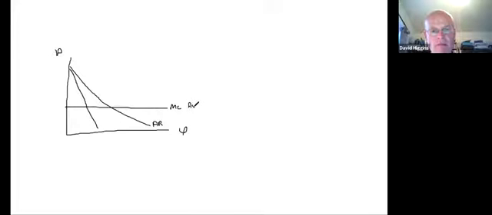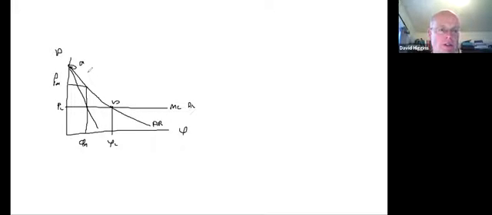Now, we've got this point here, this point here. Let's call this point A. Let's call this point B. This here is marginal revenue. That cuts marginal cost there. And that gives us PM there. So there's point A, there's point B, and this is QM. This point here is QC, and this point here is PC.